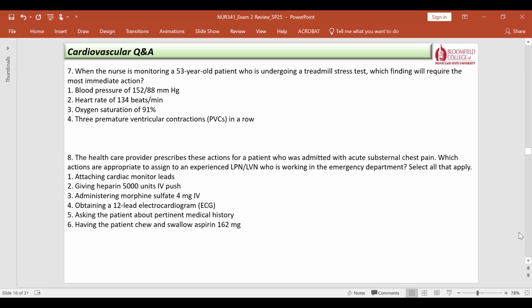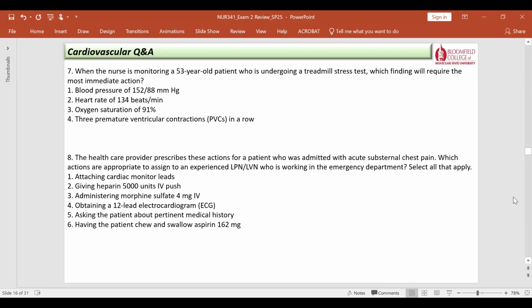Any volunteers? When the nurse is monitoring a 53-year-old patient who is undergoing a treadmill stress test, which finding will require the most immediate action? This is a good question that will provide an explanation and rationale for why the running PVCs and multiple PVCs are a life-threatening type of dysrhythmia, or close to it. It's very dangerous. It's very critical. It has to be treated immediately.